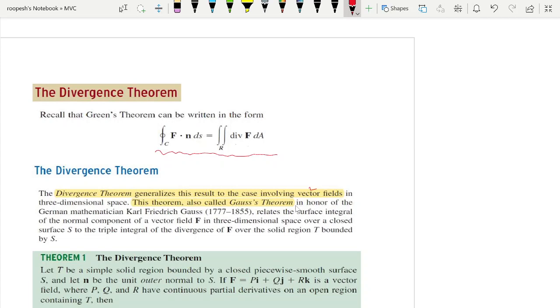So the divergence theorem, what it says is that it's going to be the generalization. As I said, it generalizes the result in case of vector fields. So in three-dimensional space, this theorem is also called Gauss theorem. So another name of the divergence theorem is Gauss theorem. Let us see what this theorem says.